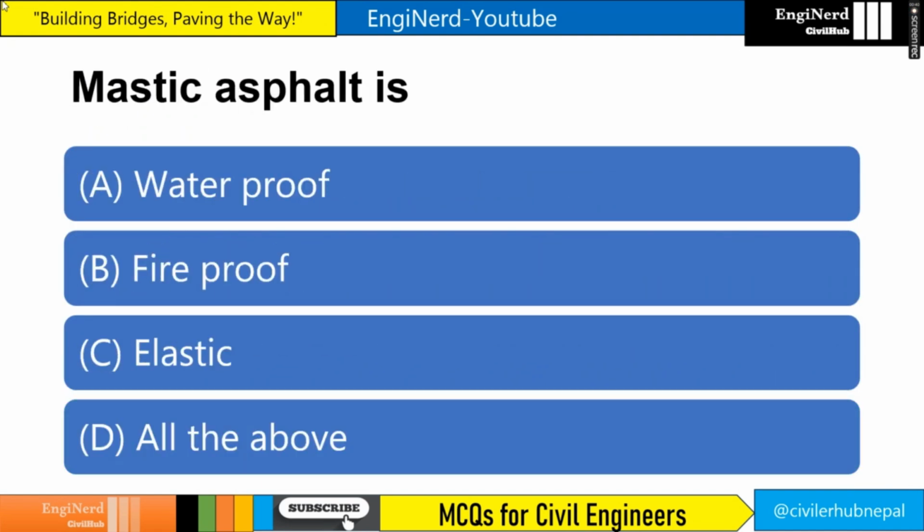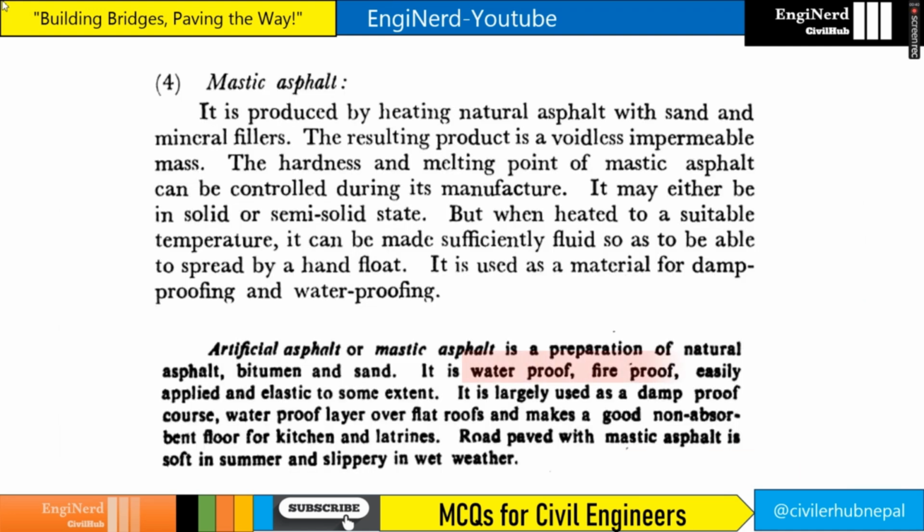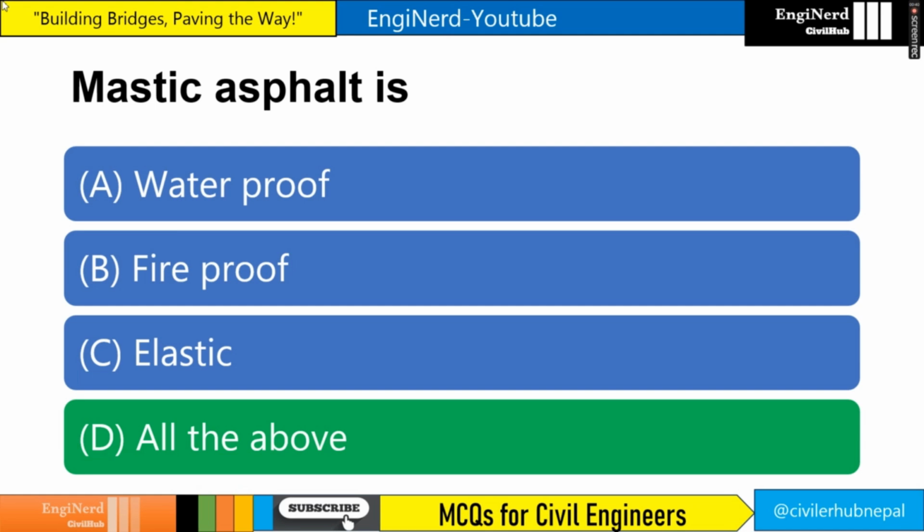Mastic asphalt. So mastic asphalt, option A is waterproof, fireproof and elastic, and all of the above. So if you see here, it is waterproof, fireproof, easily applied and elastic to some extent, right? So answer is all of the above.